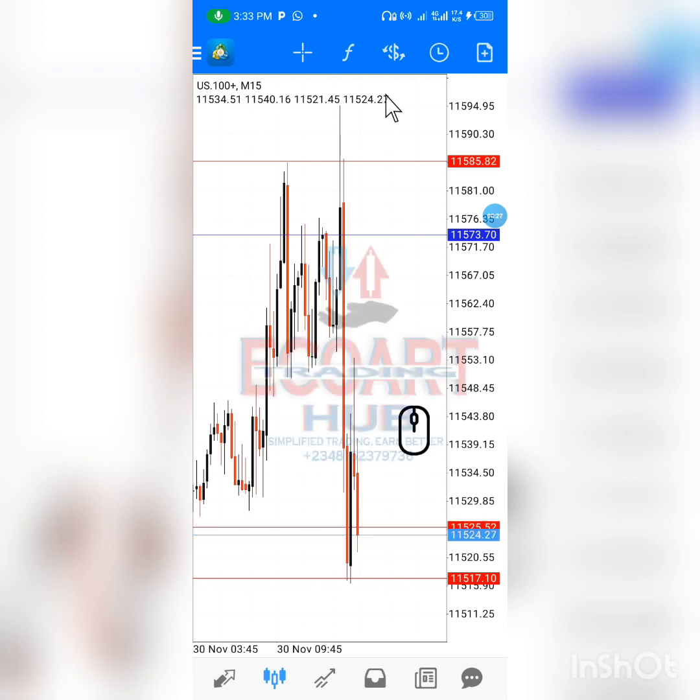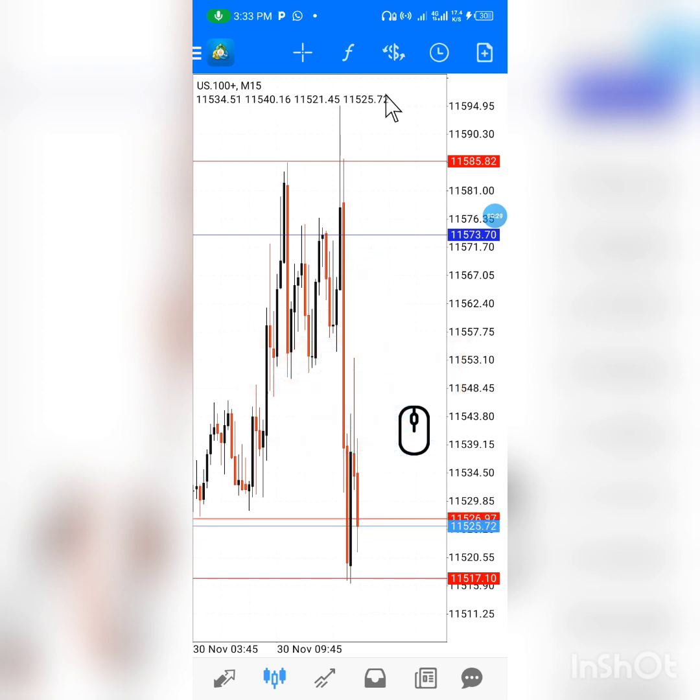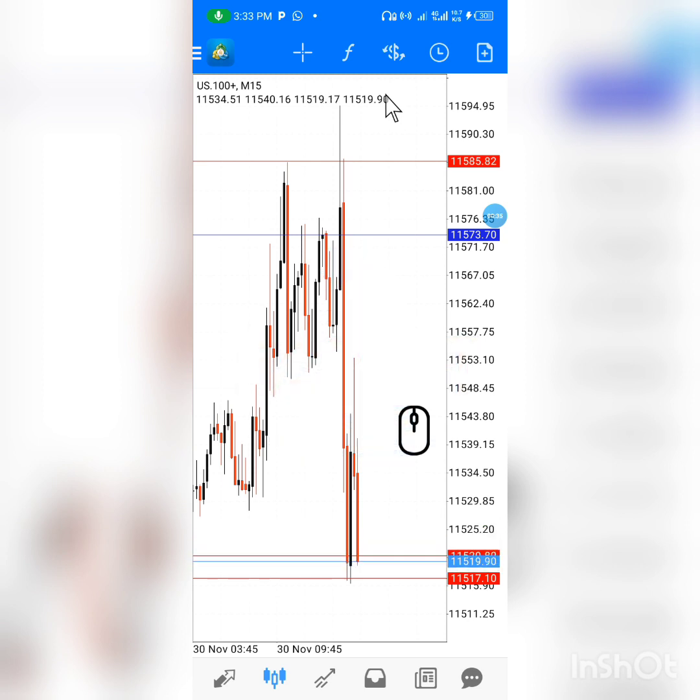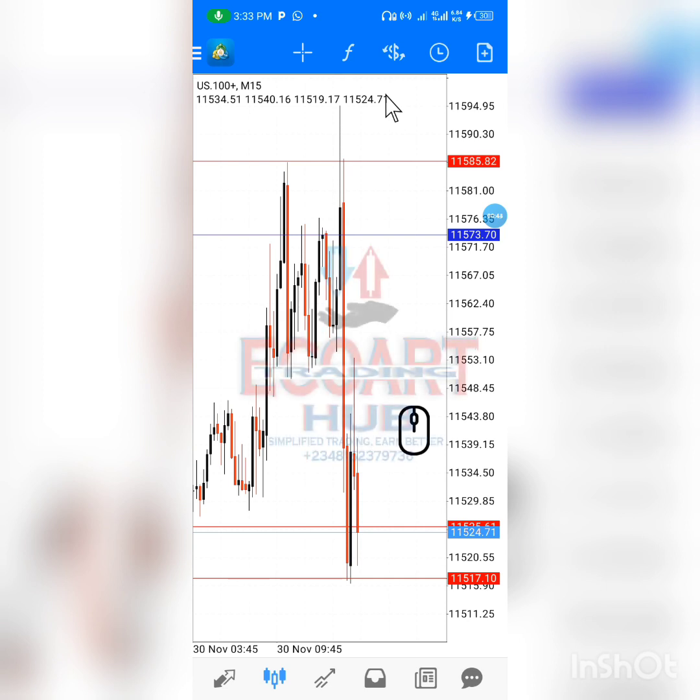You open your MT4 and you want to buy or sell at a better price, you could set what we call a pending order. And whenever price gets to that point, it will be triggered and your trade will start running.